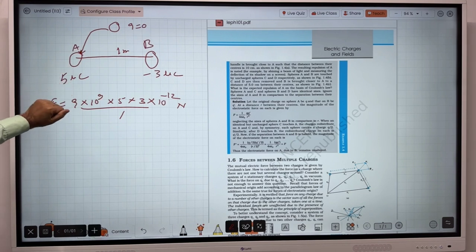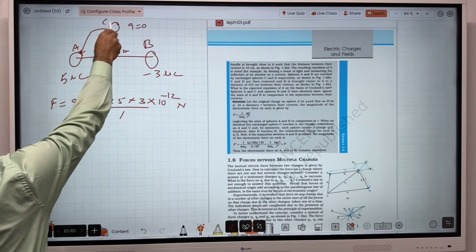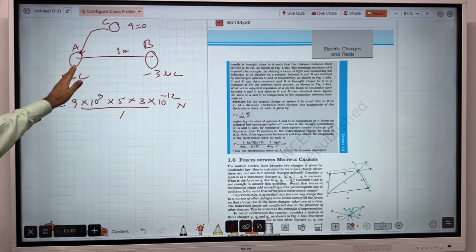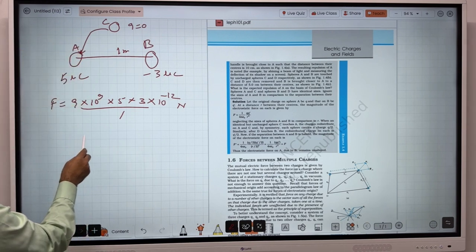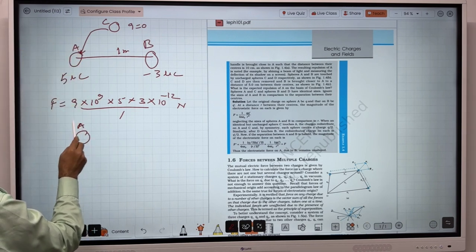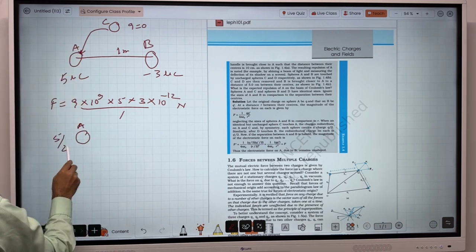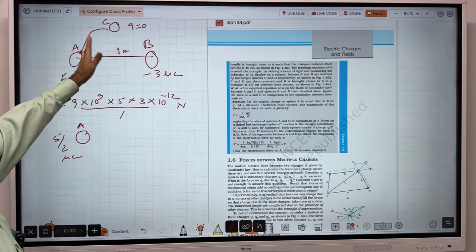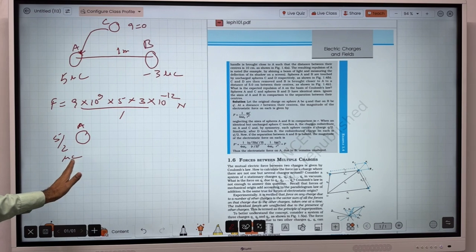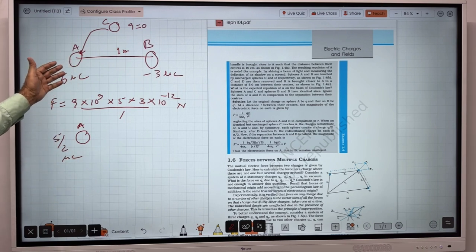with body A. Then what happens? When body C comes in contact with body A, the charge on A will be equally shared between A and C. Now the situation is like this: A will have charge 5/2 microcoulomb, and C will have charge 5/2 microcoulomb. Both will have equal charges.